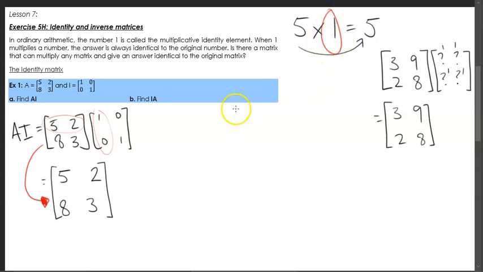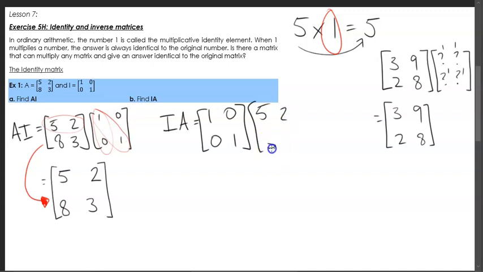1s are involved. There we go, close enough. But it's just based on the leading diagonal of 1s. Now this again works if we do the matrix I multiplied by A, 1 0 0 1 multiplied by 5 2 8 3. This will suffice the same answer.